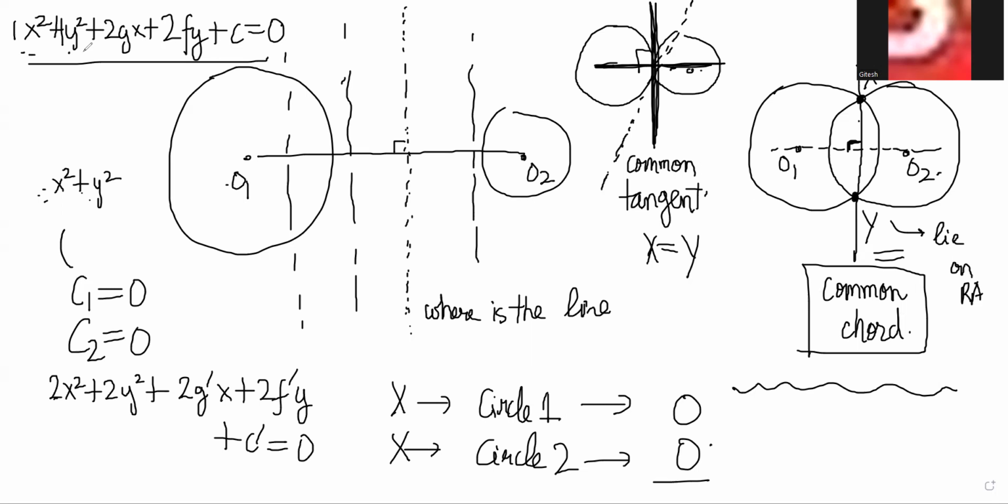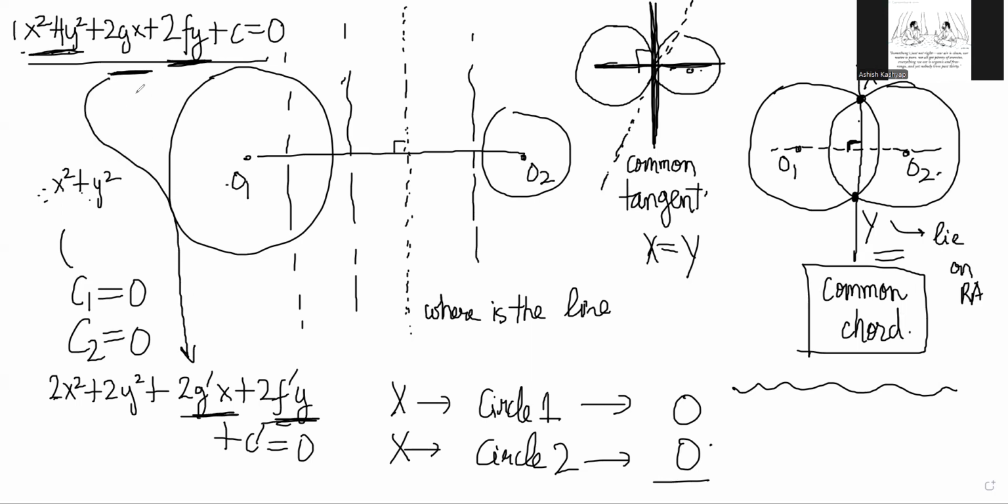Once you have made the x and y coefficients match in the two circles, all you have to do is subtract the two equations, which will automatically cancel the x square and y square terms, and you will be left with only 2gx minus 2g dash x, 2fy minus 2f dash y, plus c minus c dash, which is clearly a line equation, and you can prove that that line is also perpendicular to the line joining the centers. And that line automatically, because it is the intersection of two circles, you are solving c1 minus c2 is equal to 0.